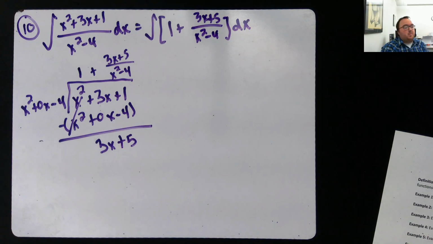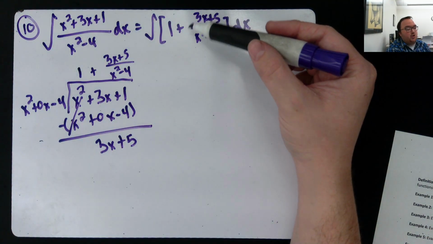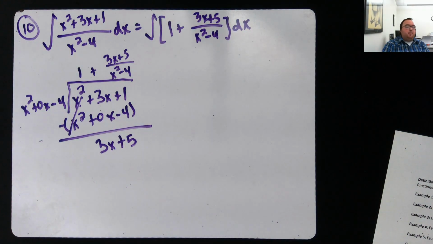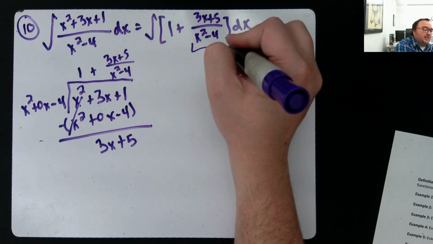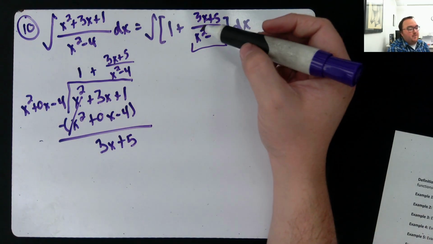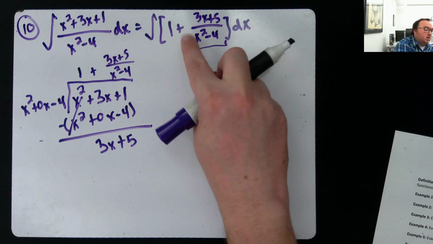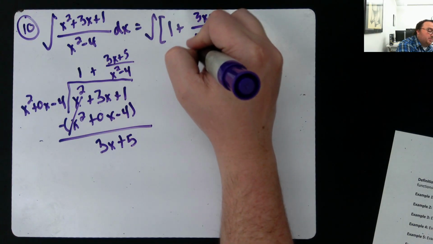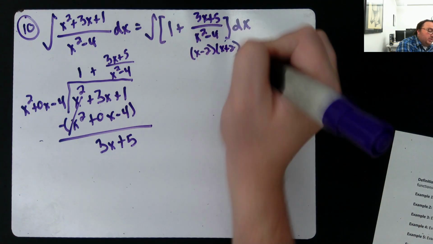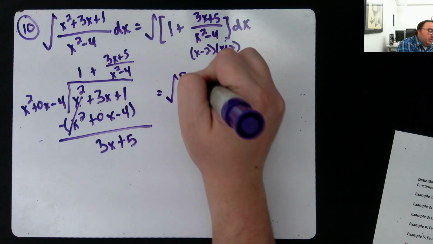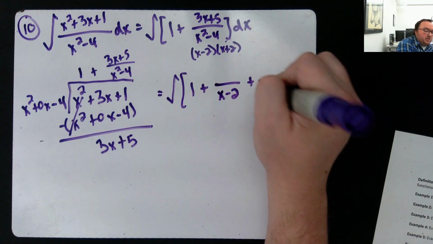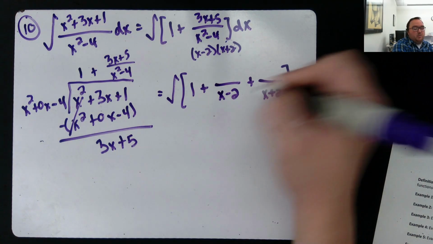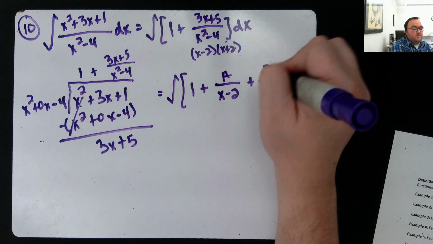Now what has changed from the last one to here is that this one I need to now split up into 2 because I have an x squared right here. So now I've got to use partial fractions for this part. So first things first, I factor x squared minus 4. That factors to be x minus 2, x plus 2. So this is going to become the integral of 1 plus, one of them is going to have a denominator of x minus 2, one of them is going to have x plus 2. Both of these have a power of a 1, so it's just going to be a constant.